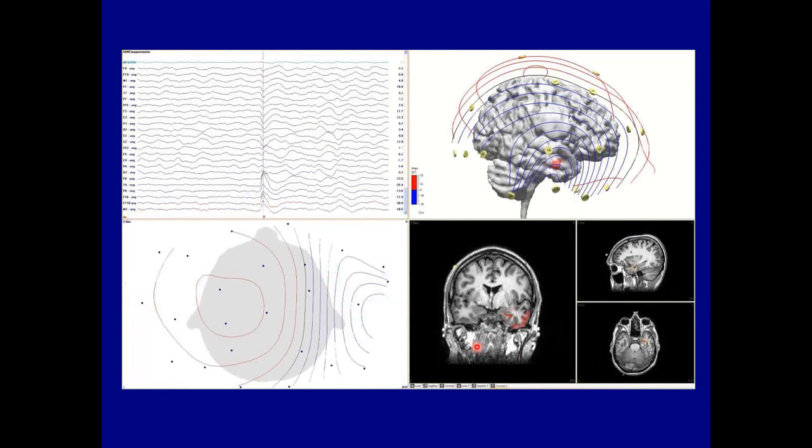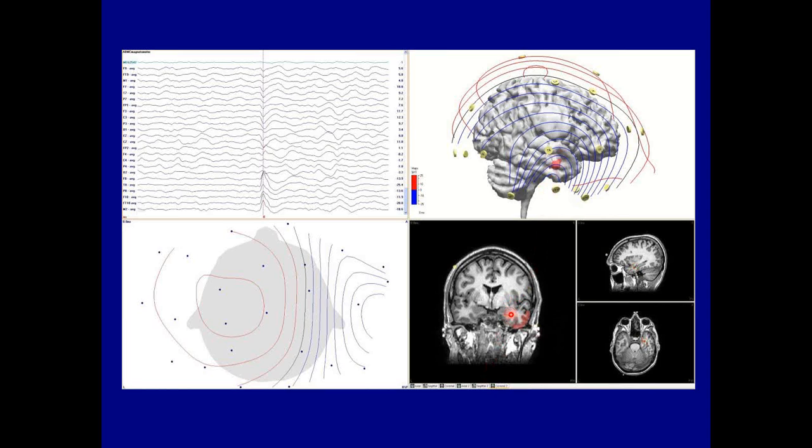Here's an example of an EEG. Here's the EEG temporal spike. Here's the EEG field, negative subtemporally, positive on the other side of the head. Here you can see it in 3D. And here's the EEG dipole.